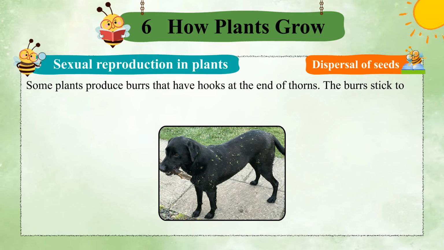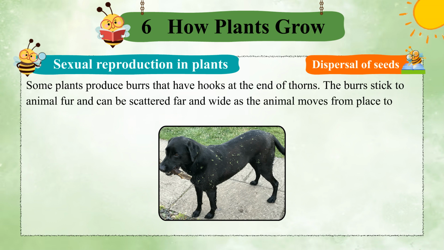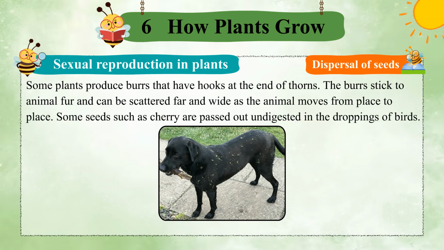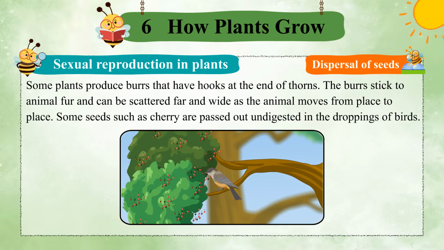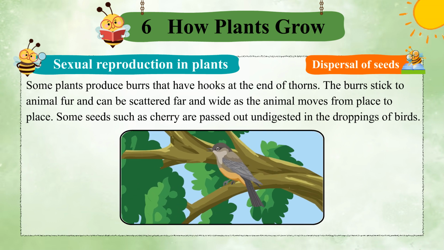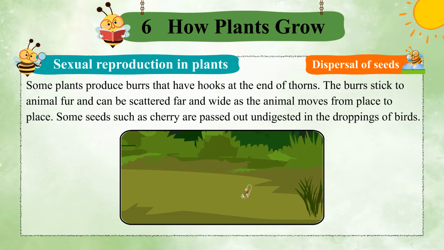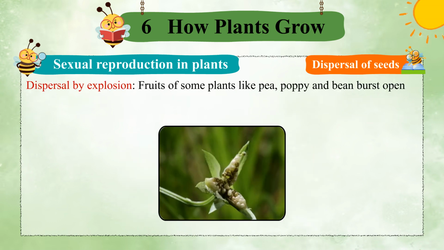Some plants produce burrs that have hooks at the end of thorns. The burrs stick to animal fur and can be scattered far and wide as the animal moves from place to place. Some seeds such as cherry are passed out undigested in the droppings of birds.